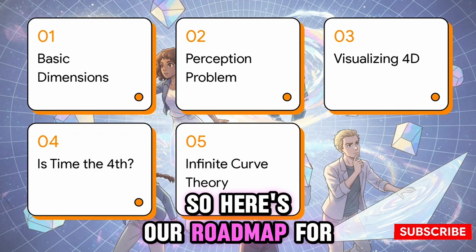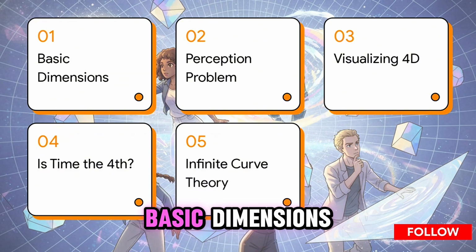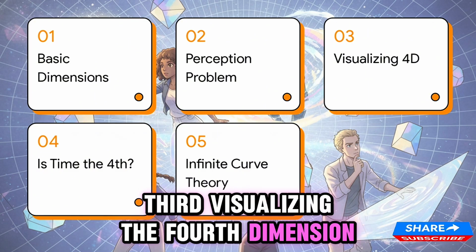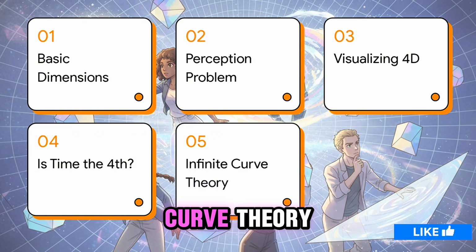So, here's our roadmap for this explainer so you know exactly where we're heading. First, we'll cover building the basic dimensions. Second, the problem with perception. Third, visualizing the fourth dimension. Fourth is time, the fourth dimension. And finally, we'll wrap up with the infinite curve theory.